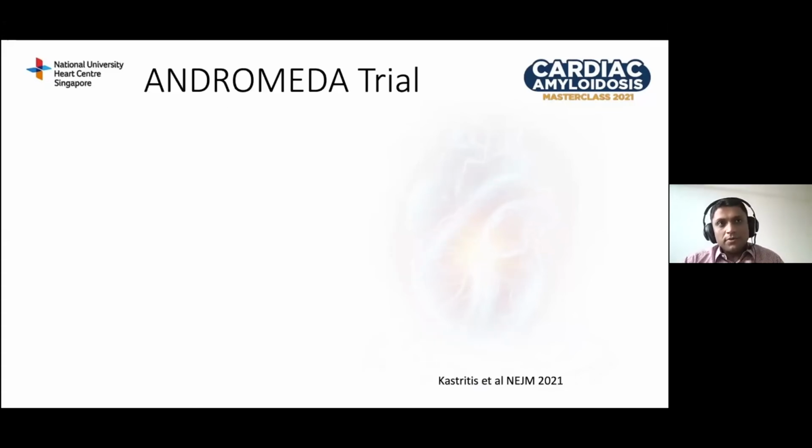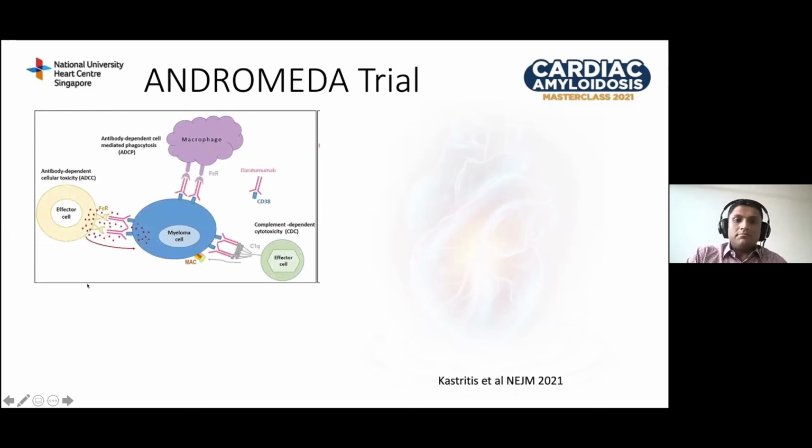Now, about 3 to 4 months ago, the Andromeda trial was published, which has the potential to be a game changer for light chain amyloidosis. So daratumumab is a monoclonal antibody targeting CD38. So CD38 is expressed on plasma cells, and daratumumab is really good at killing plasma cells by direct toxicity, as well as engaging a variety of different immune effector cells.